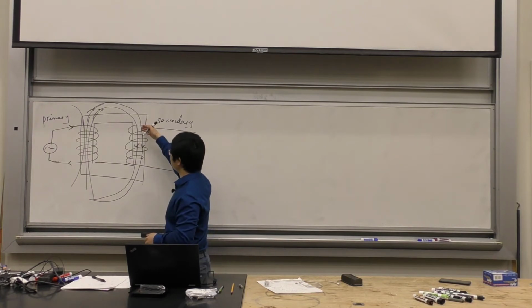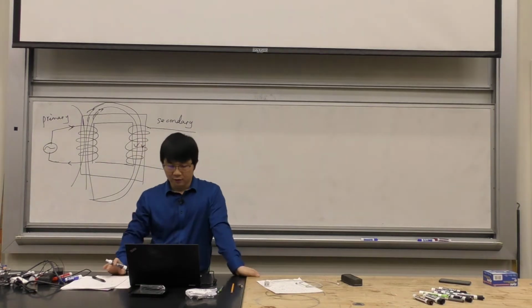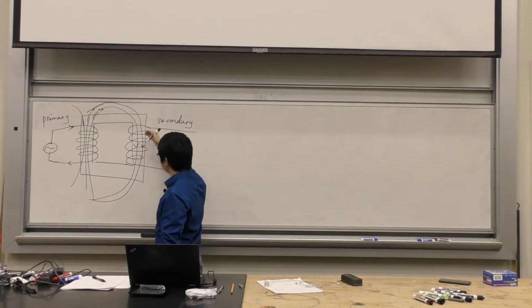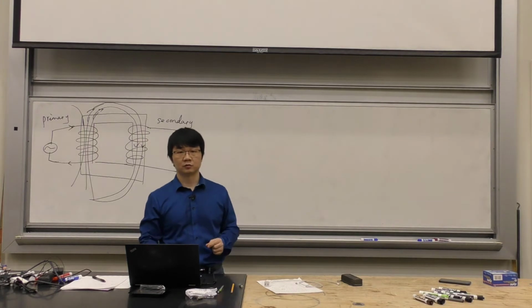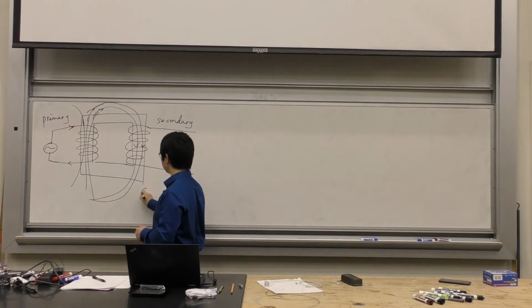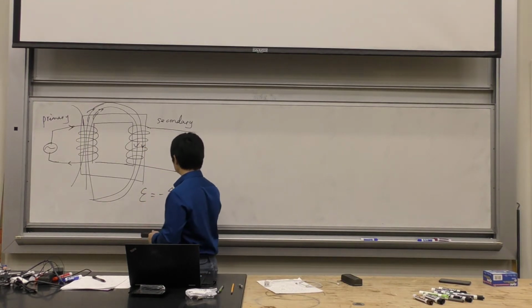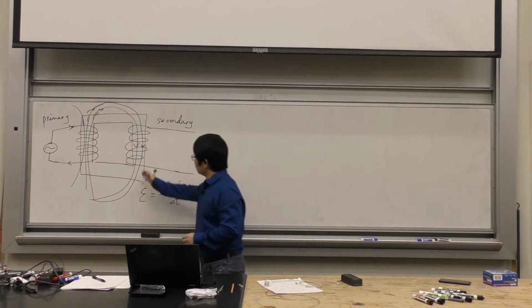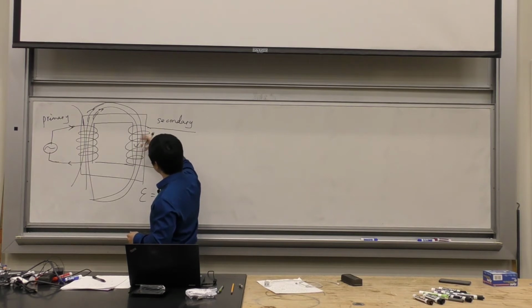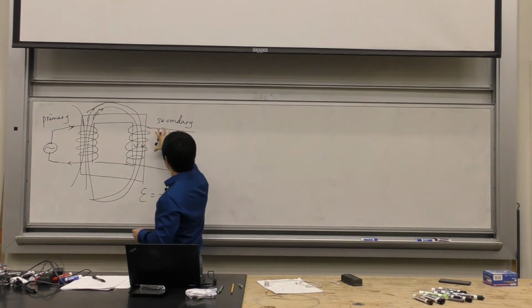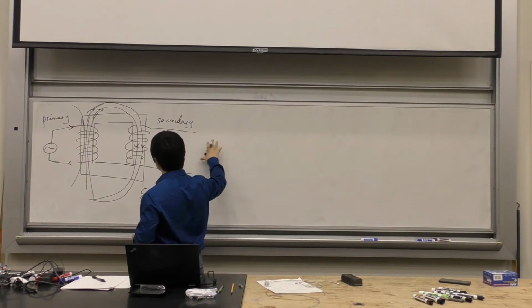These small loops feel the magnetic field. So for each loop, there must be a magnetic flux. If the magnetic flux is changing, there must be an induced EMF, an induced voltage. We learned that the induced EMF equals the changing flux divided by the changing time. That's Faraday's law. If the flux through each loop is changing, then there must be a voltage induced in each loop. So that's why there must be an EMF, a voltage induced on the secondary.